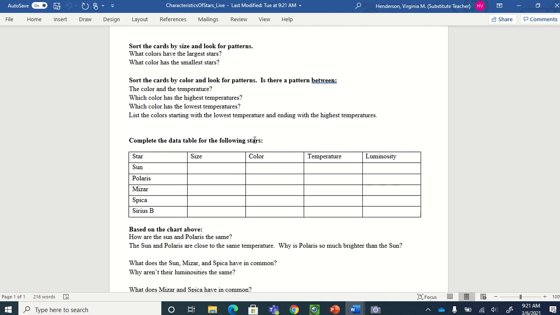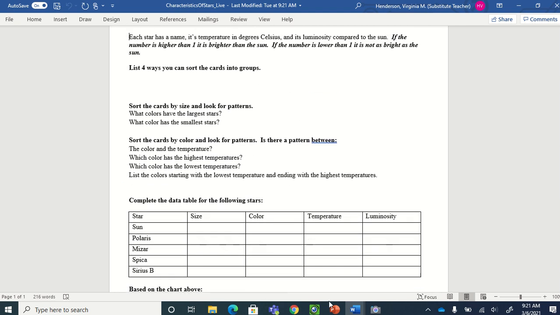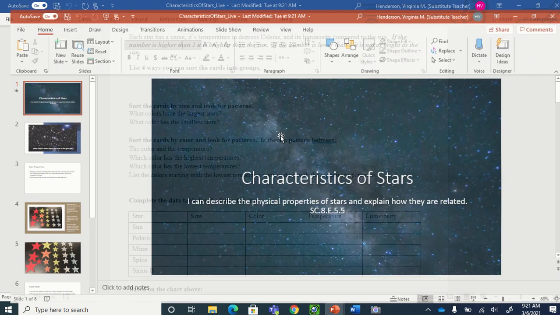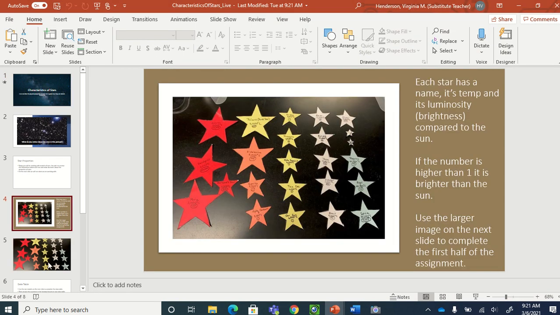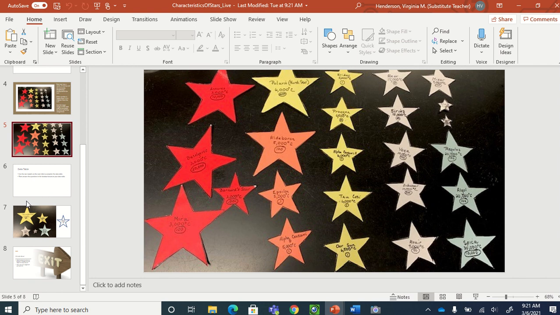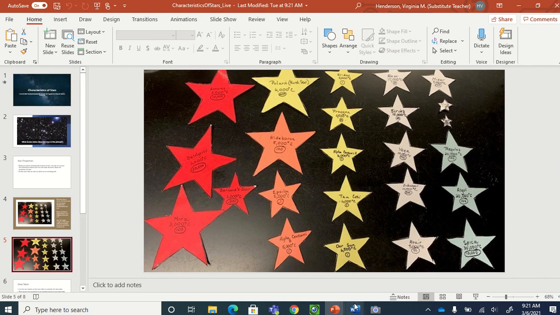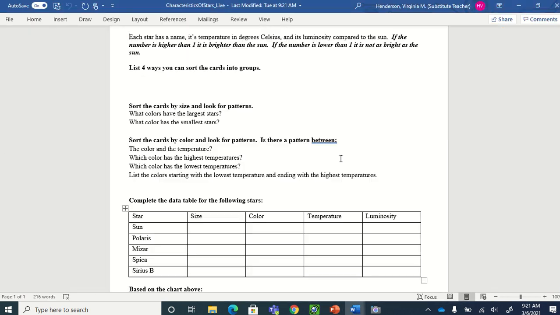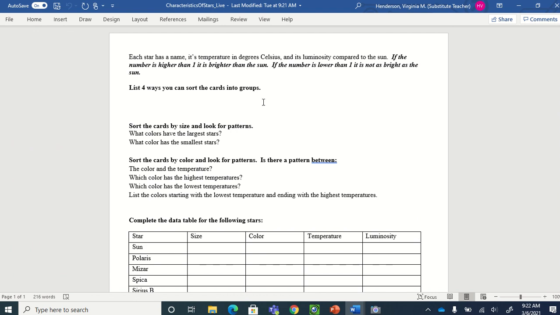And I know you guys were having issues with seeing some of these stars. So when I pull up my PowerPoint, you can't read some of these stars. So I will be more than happy to sit down with you guys and read them with you. In fact, I'm going to help you fill this out. So I've enabled the content so that I can sit here.